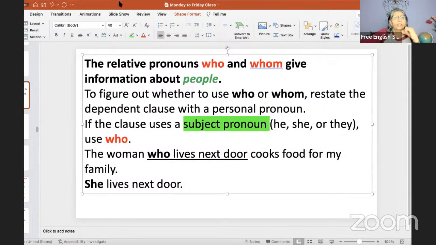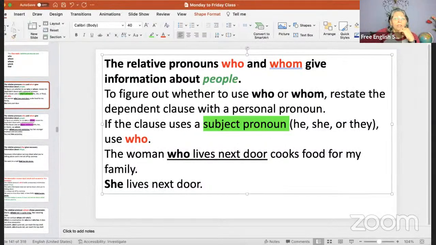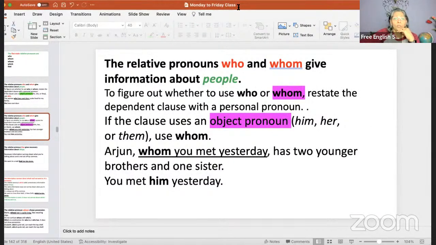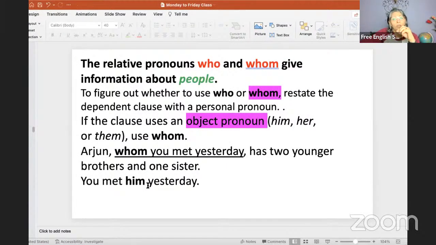हु लगता है. जब आ जाता है ऑब्जेक्ट प्रोनाउन तो उसमें whom लगता है. So you met him yesterday. Him yesterday. So Arjun, whom you met yesterday, has 2 younger brothers and 1 sister. Right? So Arjun, क्या नाम है उसका? Who? Arjun. Arjun, whom you met yesterday. So you met him yesterday.